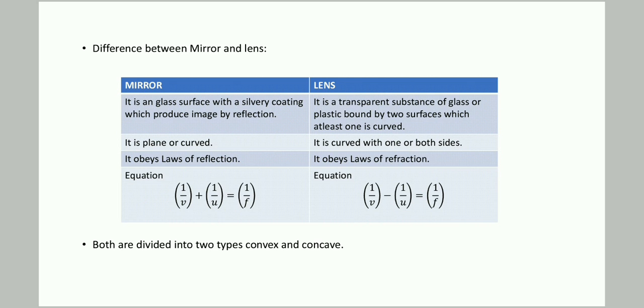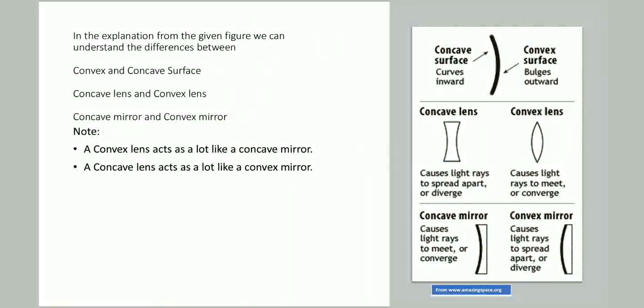The equation of the mirror is 1/v + 1/u = 1/f, and the equation of the lens is 1/v - 1/u = 1/f. Both mirrors and lenses are divided into two types, convex and concave. In the explanation given in the figure, we can understand the difference between the concave lens, convex lens, concave mirror and convex mirror.